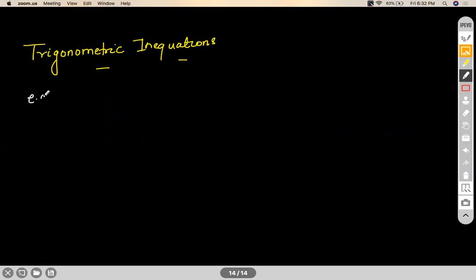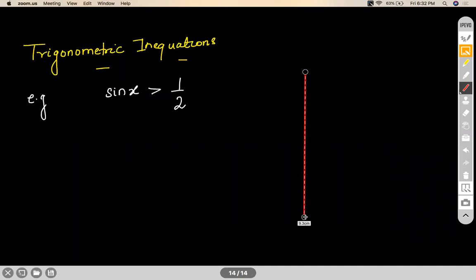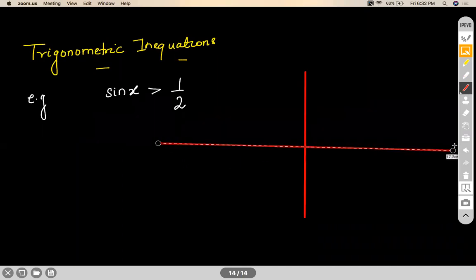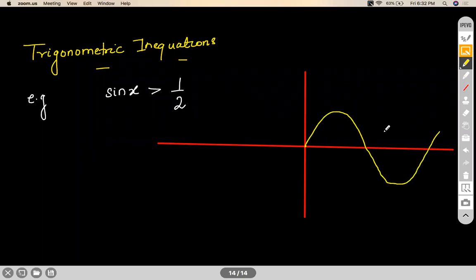Let us say I want to solve sin x is greater than half. How would I solve this? I would first draw the graph of the sin x function. We all have seen the graph of sin x before, so it's not a difficult task for us to make it. So this is your graph of sin x.